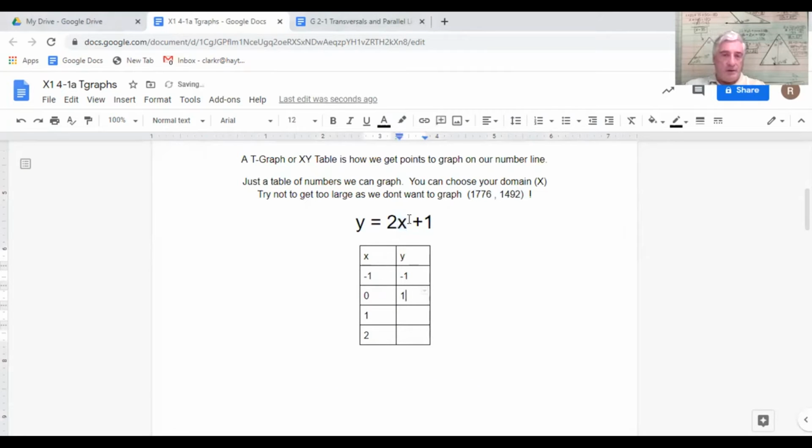If we put in 1, look at my pattern. Minus 1, 1. I think I got a pattern. I think this should be 3, but let's check it. 1 times 2 plus 1, 3. And I think this one would be 5, but let's check it. Let's put the 5 down there. 2 times 2 plus 1 is 5. Now, we have these points. And we'll talk about making sure you know how to graph those later, but believe me, they will all show up in a line.